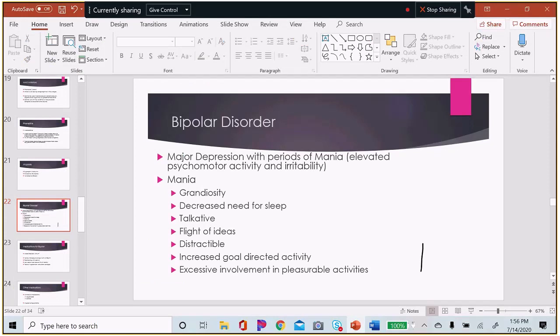So we left off with bipolar disorder. Bipolar disorder means the patient is having periods of depression, which we just spoke about, those symptoms of depression, intermixed or followed by periods of mania, which is elevated activity and irritability. Some of the symptoms of mania are listed below here. Very talkative, less need of sleep, very goal-directed, excessive involvement in pleasurable activities.